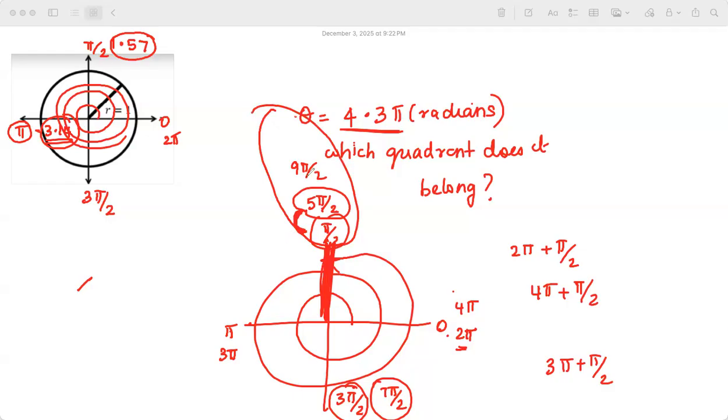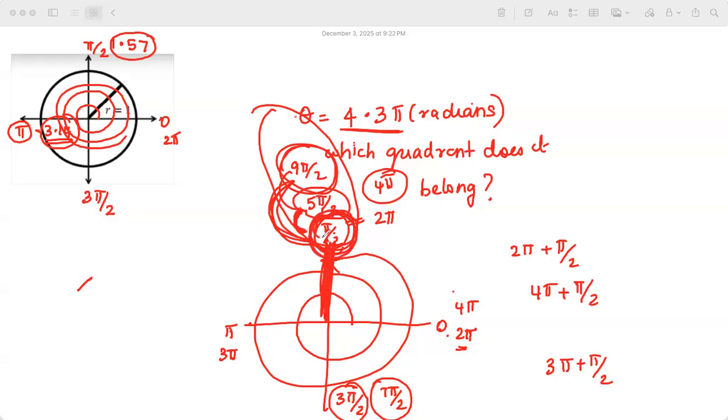They all differ by an integer value when you think about it. Am I making sense? 5 pi by 2 minus pi by 2 is how much? It makes up 2 pi. That is, one full circle is the difference between the two. Similarly, 9 pi by 2 minus pi by 2 is what? 4 pi. Meaning these two angles differed by 2 full revolutions. Make sense?